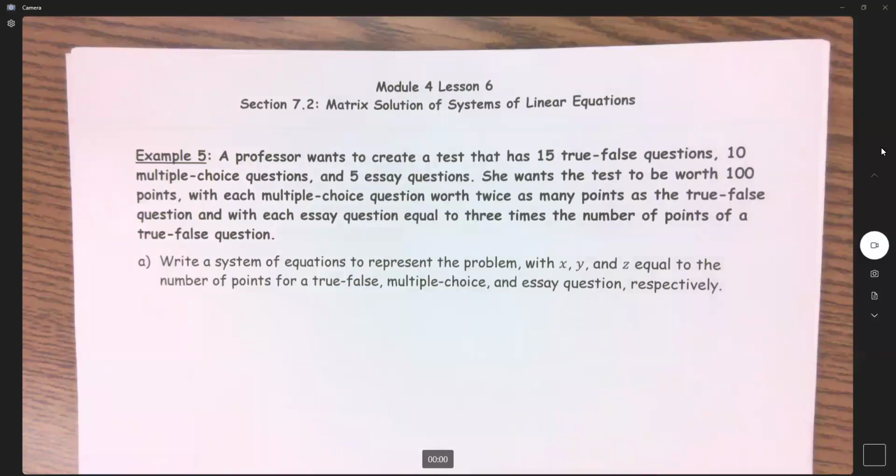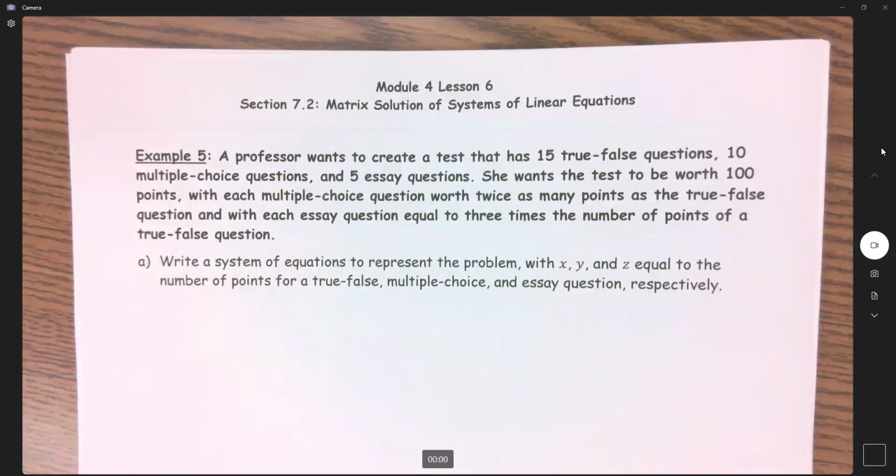Example 5 says a professor wants to create a test that has 15 true or false questions, 10 multiple choice questions, and 5 essay questions. She wants the test to be worth 100 points, with each multiple choice question worth twice as many points as the true or false question, and with each essay question equal to 3 times the number of points of a true-false question. So part A wants us simply to write a system to represent the problem with X, Y, and Z equal to the number of points for a true, false, multiple choice, and essay question, respectively.